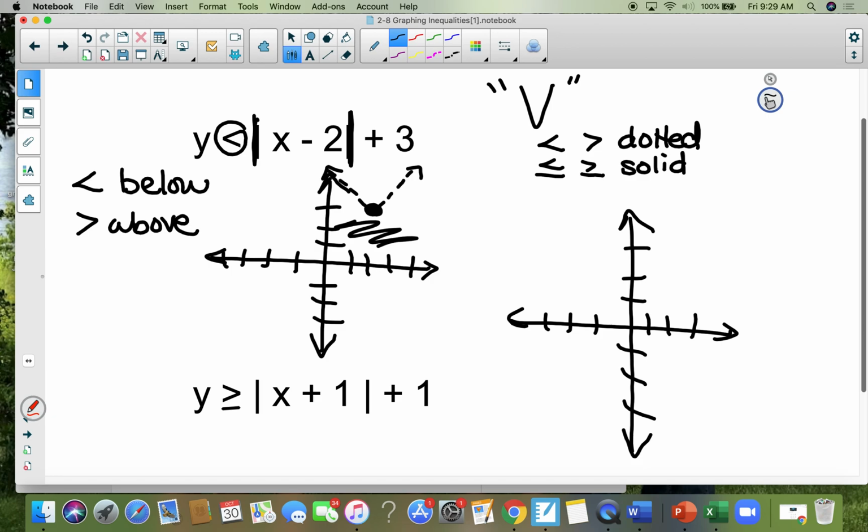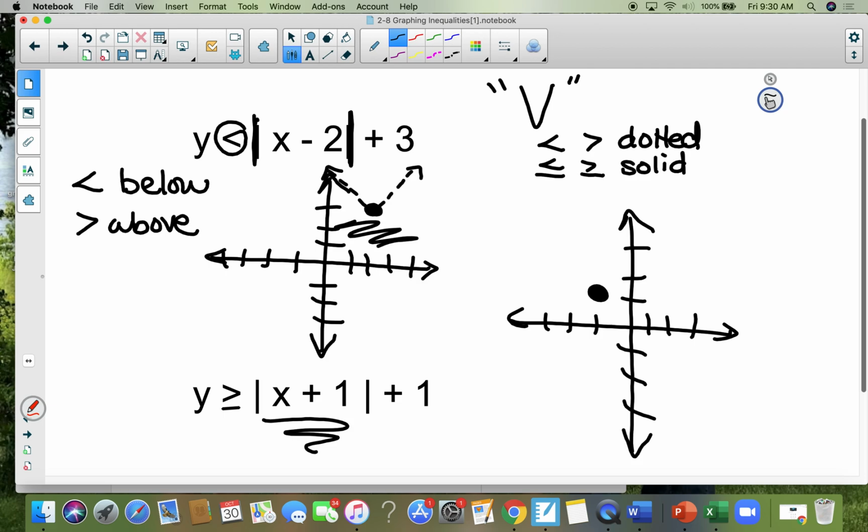It sure beats plotting points, this quick little method. Again, you know you're making a V because of the absolute value. A positive one inside means it goes side to side, and since it's a positive one, we're going to go to the left one and up one. Left one and up one. Right here is my new vertex, because you always start at 0, 0.